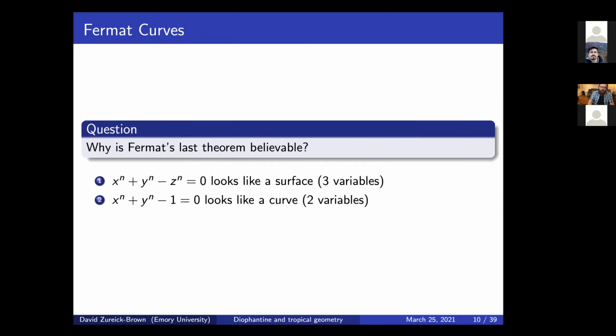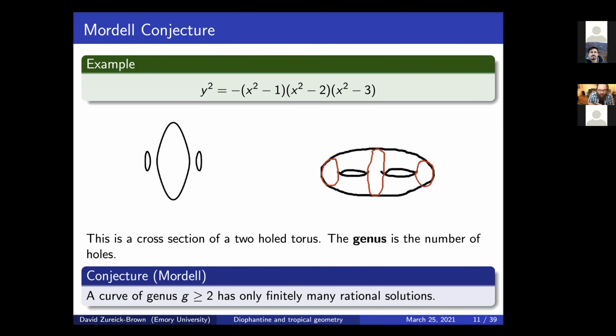This conjecture, or rather Faltings' theorem, gives you some insight into why some equations have solutions and some don't. So Fermat's last theorem, okay, if you're not careful, this looks like a surface. You have one equation, 3 variables, but it's homogeneous. You can divide by z and you get one equation, two variables. This is a curve. And what the Mordell conjecture generally says is the following.